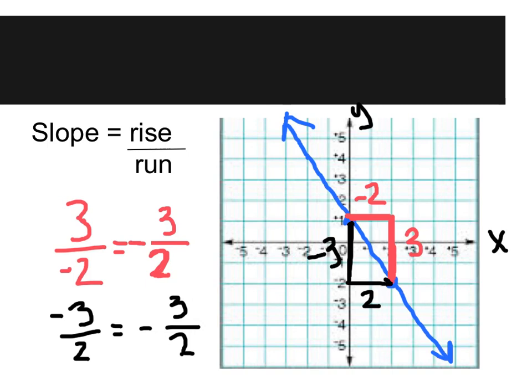And we knew to start out with that this slope was going to be negative. If you think back to our slope mountain, remember we're going down the mountain from left to right. That's a negative slope, and we ended up with a negative slope when we found our rise and our run.